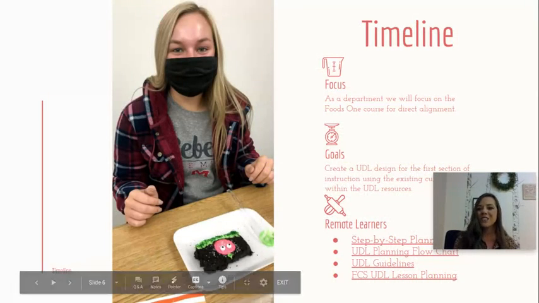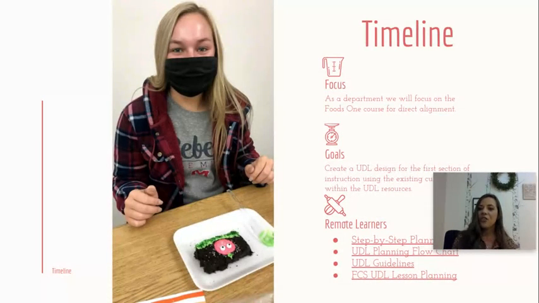So we have time now to kind of focus on how we're going to align the Foods One course. Our goals are to look at the UDL design for the first section of Foods One instruction. We have some resources available to us, including the step-by-step planner, the flowchart, the guidelines, and then the FCS UDL lesson plan.